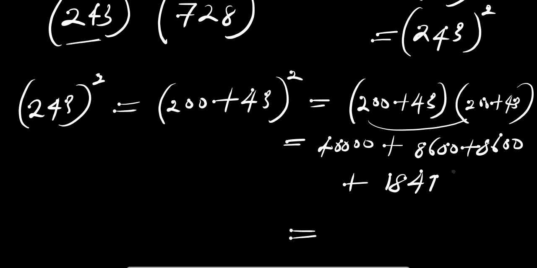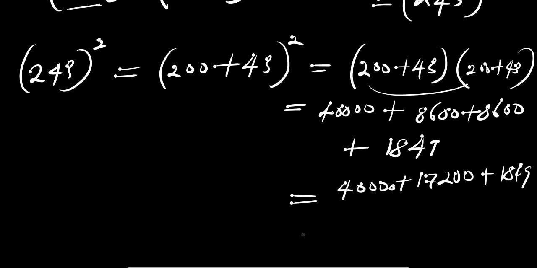So we are now going to have 40,000 plus 8,600 plus 8,600 plus 1,849. 8,600 plus 8,600 is 17,200. So we have 40,000 plus 17,200 plus 1,849. So if you add all this, you are going to get 59,049. This is now the value of 3 power 10, 59,049. Are you following it?